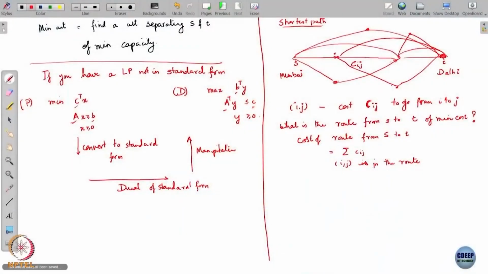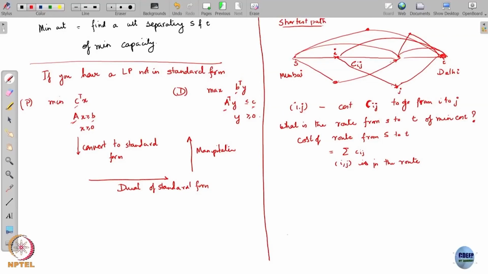Now, it turns out this can be solved using linear programming in a very elegant manner. Okay, so let me explain how that is done. If I have a node i and a node j here, I have a cost C i j written for that particular link. Before I write out the linear program, I want you to appreciate the difference between this problem, the shortest path problem, and the problem of maximum flow.